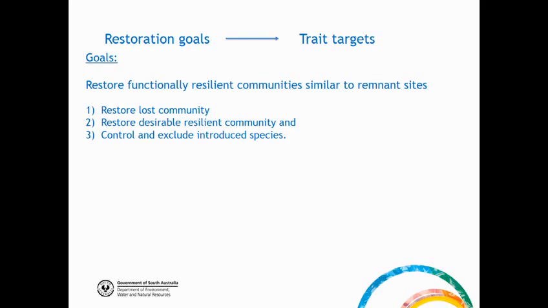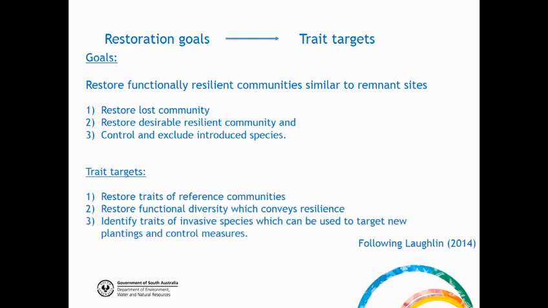But in terms of the trait targets that come out of these different goals, these were to restore the traits of reference communities, to restore functional diversity which conveys resilience, as I've already mentioned, and to identify the traits of invasive species which can be used to target new plantings and control measures. And this is following a recent paper by Daniel Laughlin in 2014.